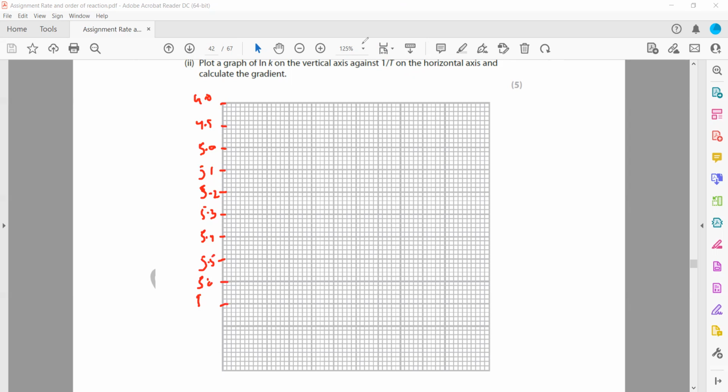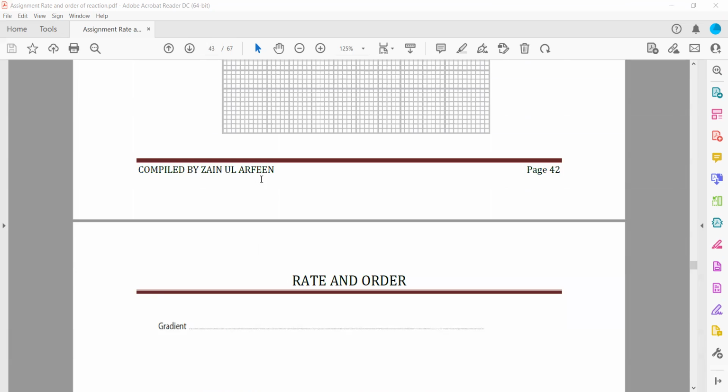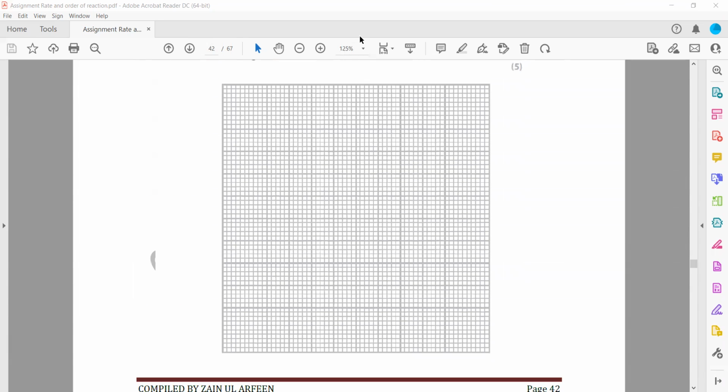Using this, we'll plot a graph, and it will always be an identical graph, more towards the x-axis. There will be an x-intercept for this graph. Then we have to determine the gradient. After plotting the graph, you have 1 over T and ln k. But don't forget that the 1 over T is in 10 power minus 3. That 10 power minus 3, you should add in the calculation.